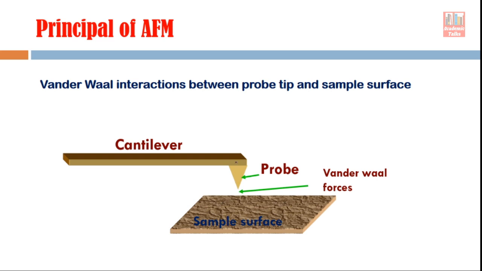Now this tip is connected to a cantilever. So what is the purpose of this cantilever? Depending on the strength of van der Waals interactions and depending on the type of van der Waals interactions, the tip can go downward or upward, and that movement is detected with the help of this cantilever. So this cantilever has to bend in the upward or downward direction depending on the strength of the van der Waals interactions here. Now the material which is used to fabricate this cantilever is silicon, because we need very good mechanical properties in this cantilever material.